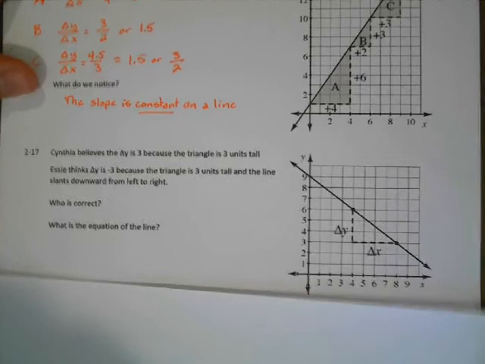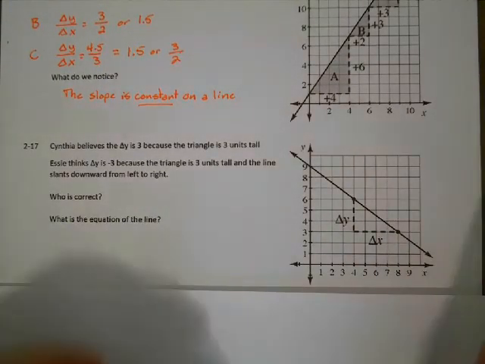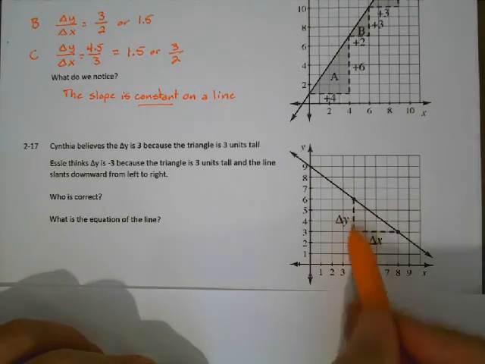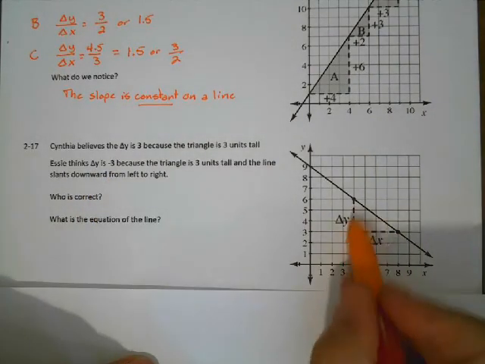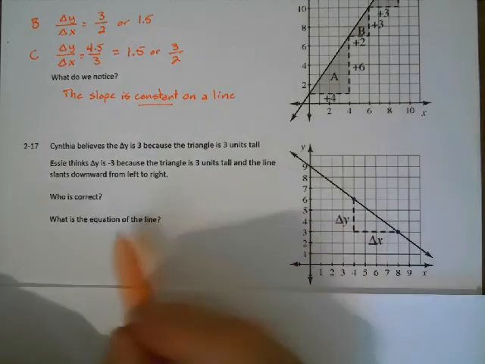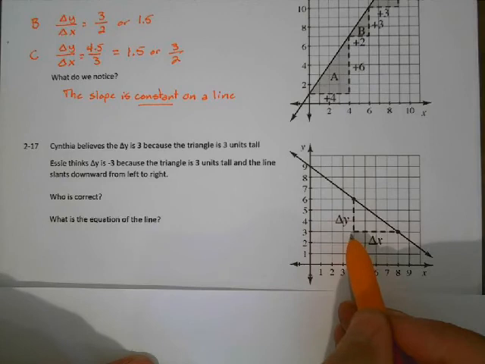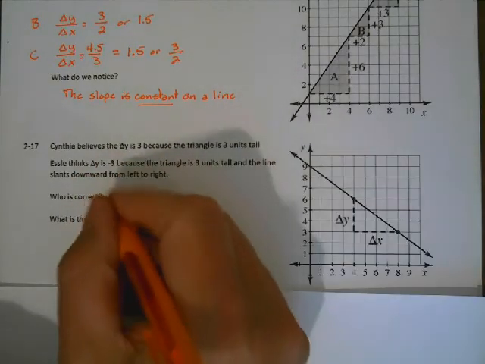All right, last problem. Here we go. So Cynthia believes that the change in the y value on this one should be 3 because look at the triangle. That's 3 tall right there for the change in y. But Essie comes along and she thinks that the change in y is negative 3 because she sees that the height is 3 here, but then she says that it slants downward from left to right, so that should be a negative for it. So who is correct? Who do you think? Probably the one with the most words. Yeah, so Essie. So Essie's correct.